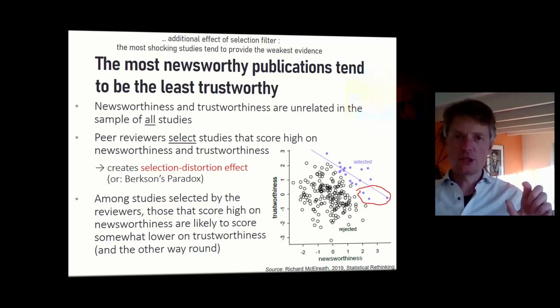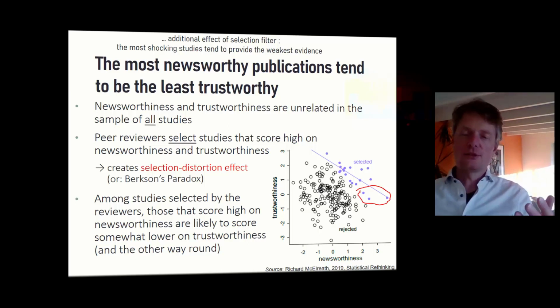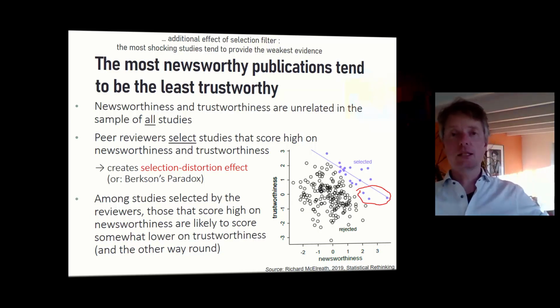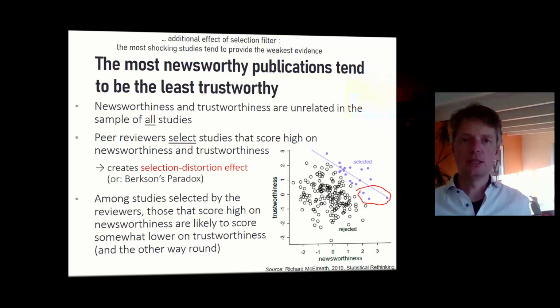The trouble is that there is an additional selection filter that implies that the most newsworthy publications tend to also be the least trustworthy, because editors tend to select studies based on newsworthiness and trustworthiness. That's the famous collider again. They both affect whether a study is selected in one of those top journals, and as a result, within that selection of studies published in top journals, we find that there is a negative relationship between newsworthiness and trustworthiness.